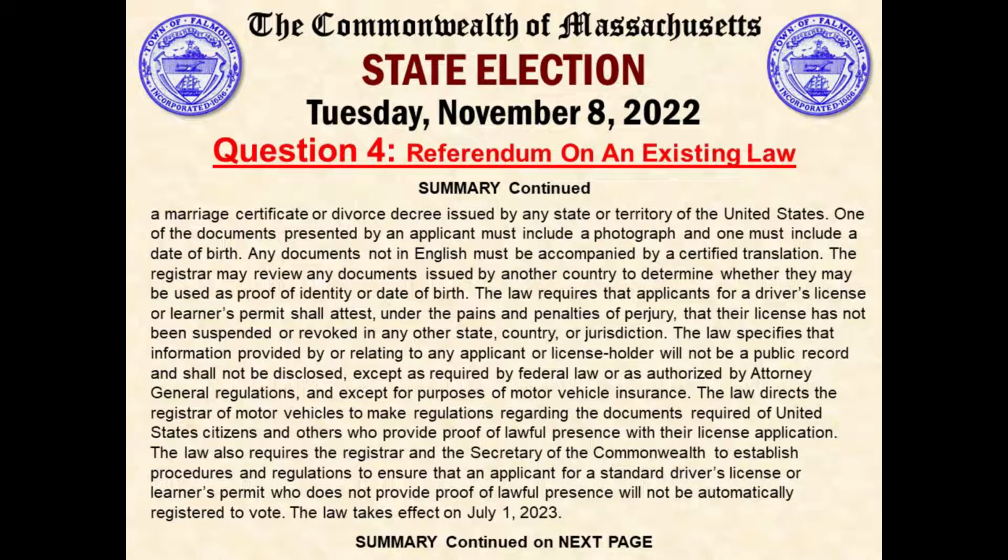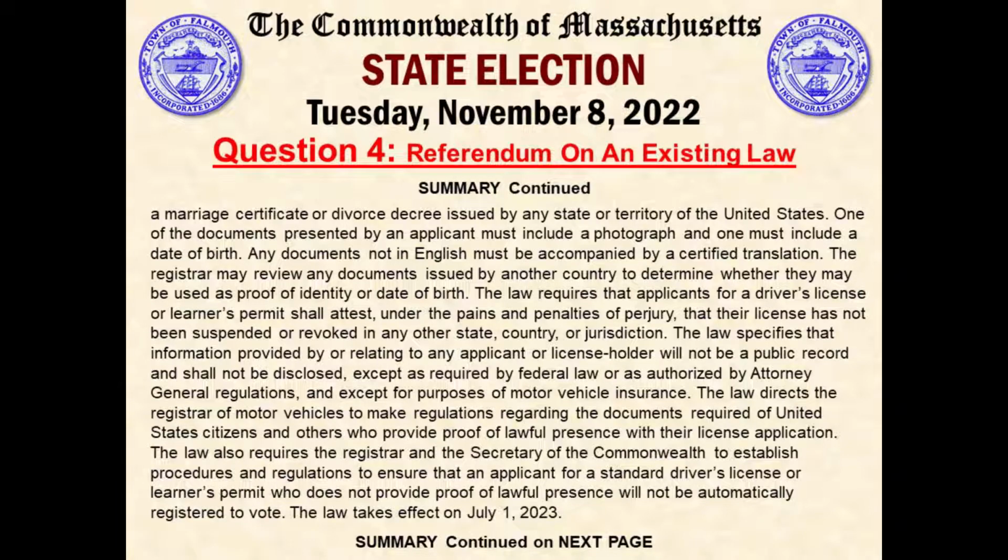The registrar may review any documents issued by another country to determine whether they may be used as proof of identity or date of birth. The law requires that applicants for a driver's license or learner's permit shall attest, under the pains and penalties of perjury, that their license has not been suspended or revoked in any other state, country, or jurisdiction.